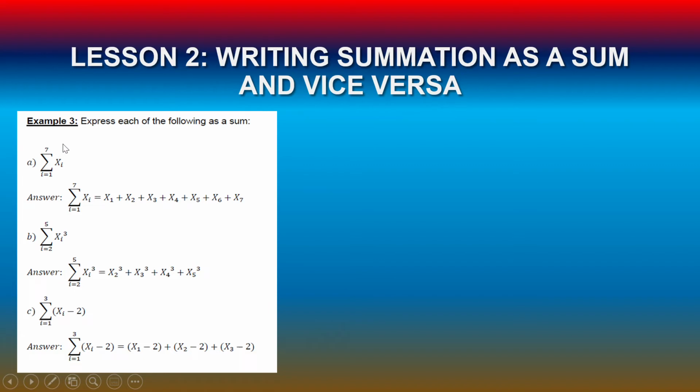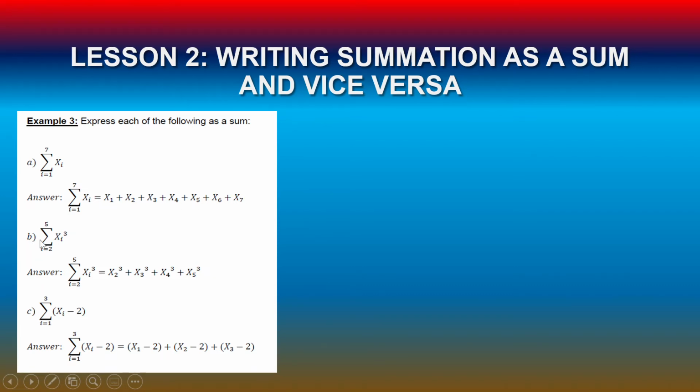And then, 7 here is the n or the number of values. Next, so to sum up, we will get x sub 1, dahil x sub i siya, start sa 1. So, x sub 1 hanggang x sub 7.